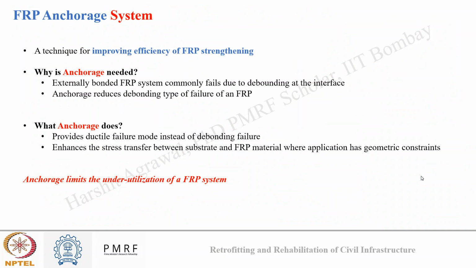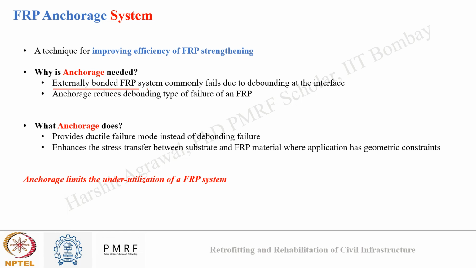Why? Because they are causing underutilization of FRP. I don't want that my FRP is not failing, but the bond between FRP and concrete is failing. If the bond is failing, it shows that my FRP is not completely utilized. It would have given me more strength if the bond had been better. Thus, to improve the efficiency of FRP strengthening, anchorage systems are used. This anchorage system is a technique for improving the efficiency of FRP strengthening. Why is anchorage needed? Because the externally bonded FRP system commonly fails.